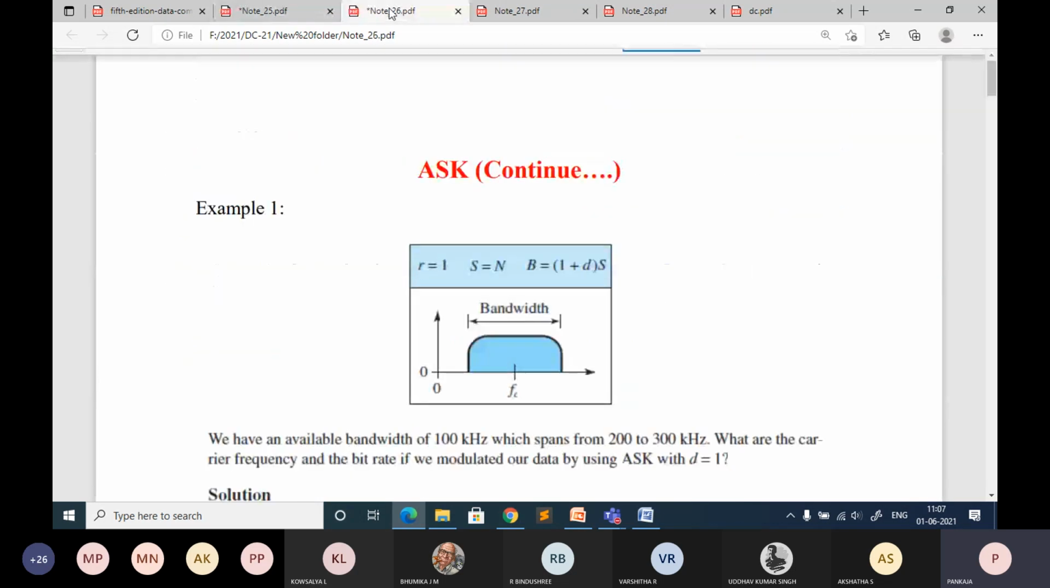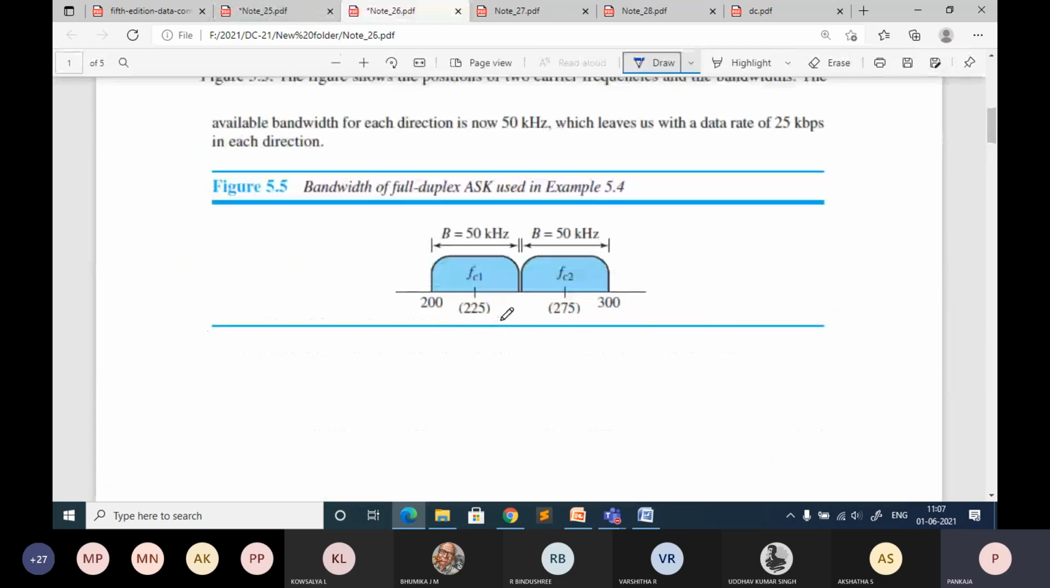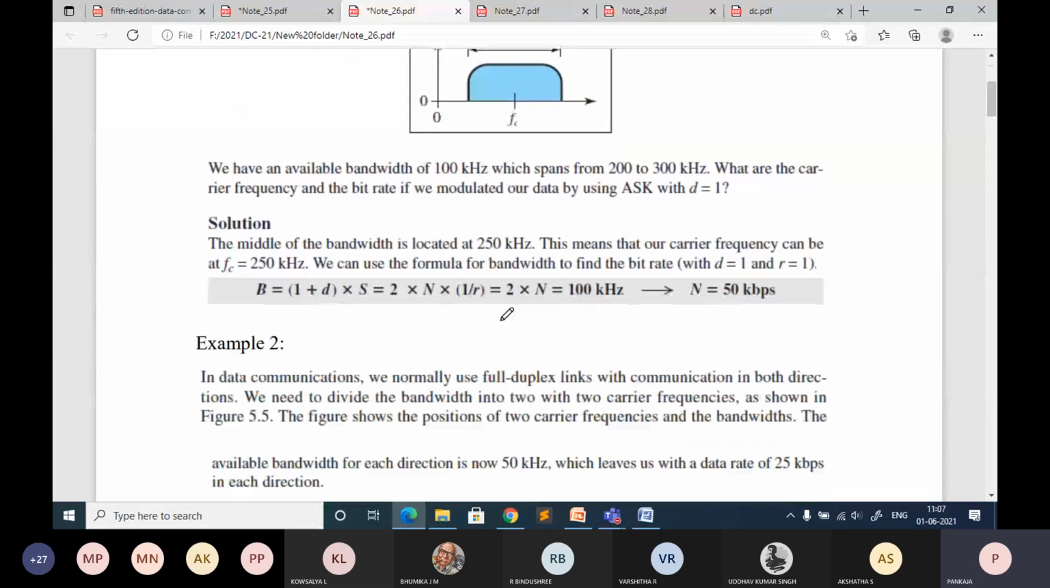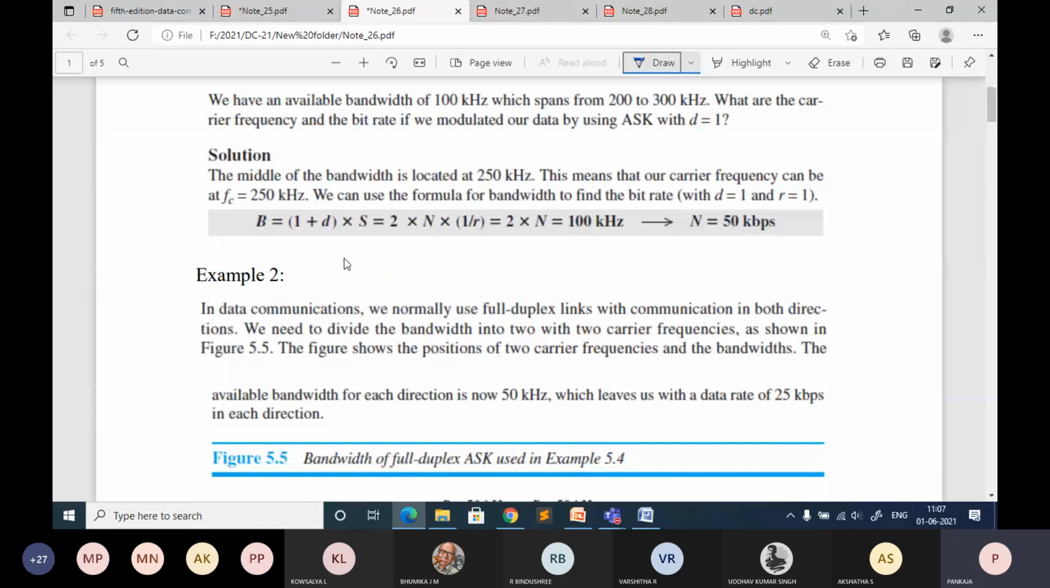Let me move on to the bandwidth, which we have also discussed. How to measure the bandwidth in ASK? You have to remember the formula for ASK. Bandwidth is calculated using B = (1 + d) × S, where d is a factor ranging from 0 to 1. Accordingly, you can calculate whatever parameter is asked.